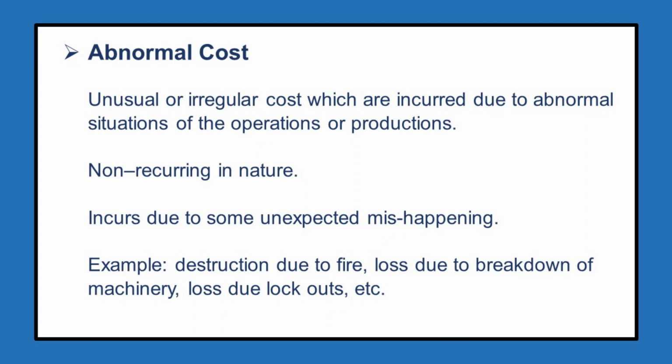Abnormal cost is unusual or irregular cost, which are incurred due to abnormal situations of the operations or production. These costs are of non-recurring nature and incur due to some unexpected mishappening in the business. Examples of abnormal costs are destruction due to fire, loss due to breakdown of machinery, loss due to lockouts, etc.